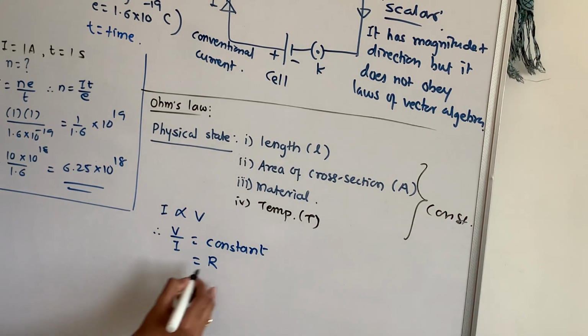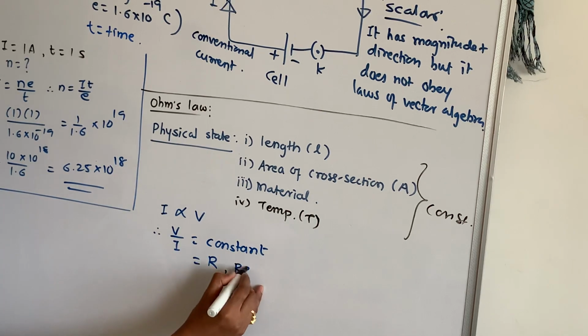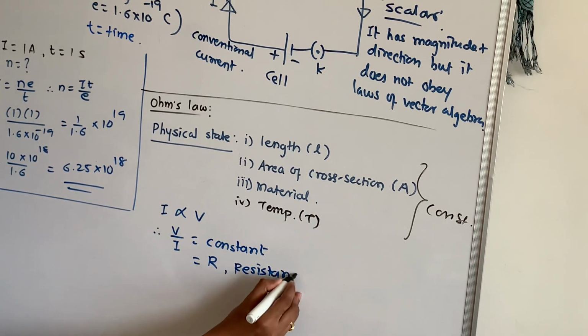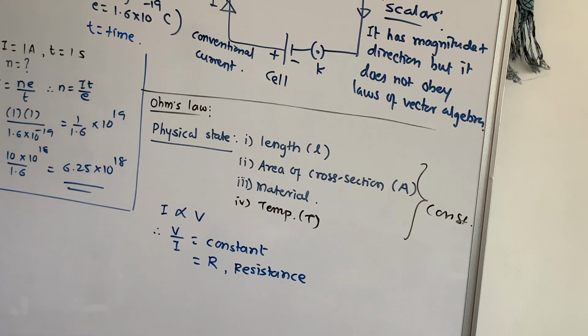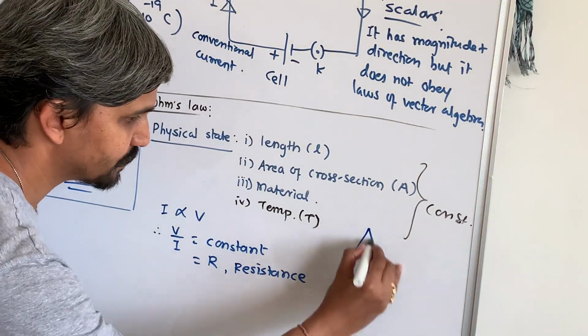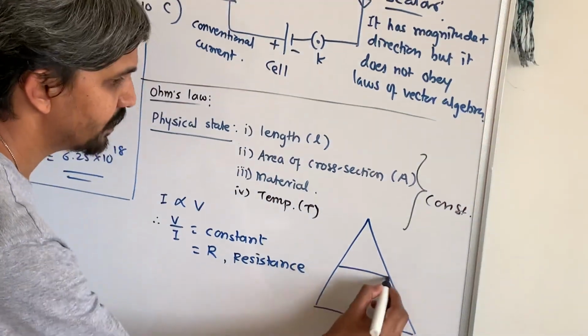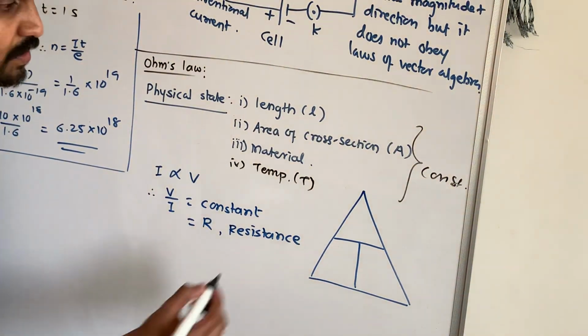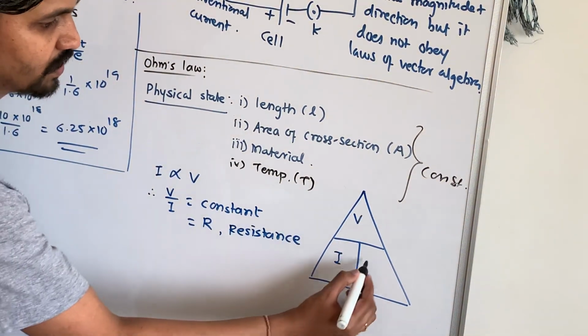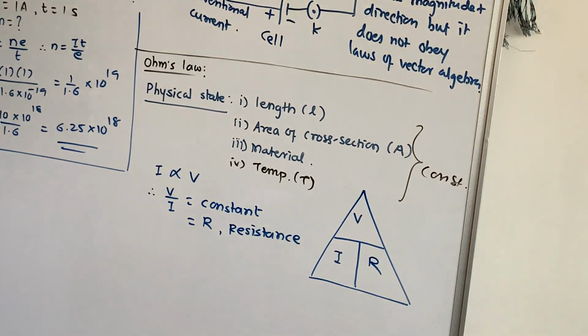Now what is R? R is resistance. Resistance is nothing but obstruction or opposition to flow of electrons. Now how to remember this is very simple, right? Just to remember this, I will make a triangle and divide this triangle into 3 parts. Here I will write V, here I will write I, here I will write R. Right? V, I and R.